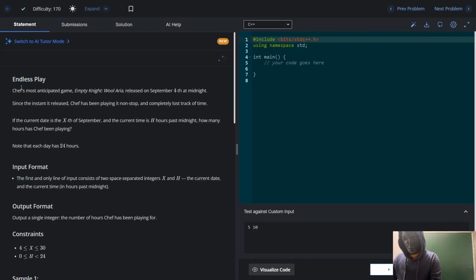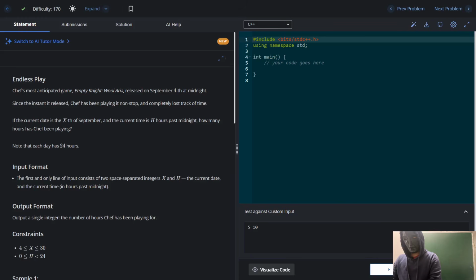Endless Play. Chef's most anticipated game, Empty Night, Bowl Area, released on September 4th at midnight. Since the instant it released, Chef has been playing it non-stop and completely lost track of time. If the current date is x September, and the current time is h hours past midnight, how many hours has Chef been playing? Note that each day has 24 hours.